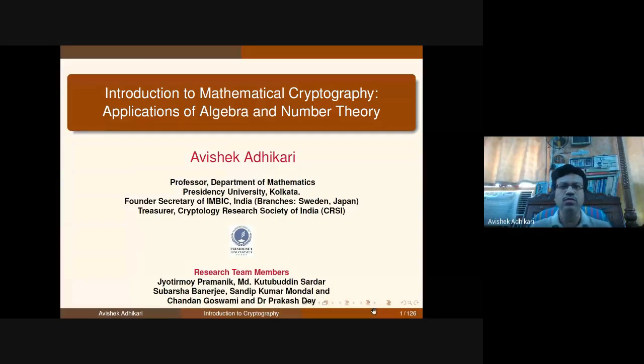Today we are going to show you a few of the applications of number theory as well as abstract algebra in day-to-day security issues. I think I will take around 2 to 3 classes on basic cryptographic schemes, which mostly involve number theory and abstract algebra. But before going to the details of basic cryptographic schemes, let us first have a look at why these security issues are required for our day-to-day life.